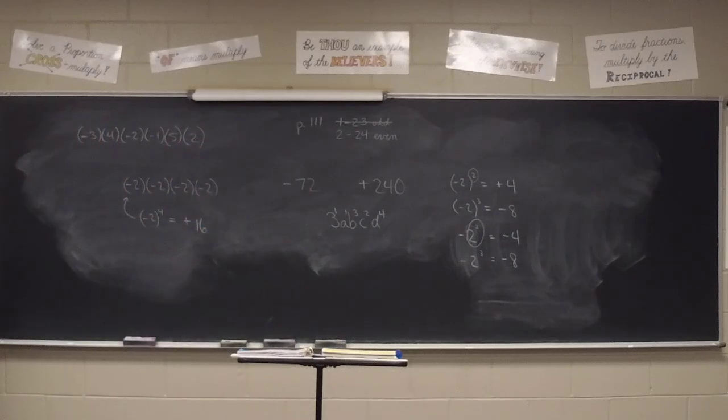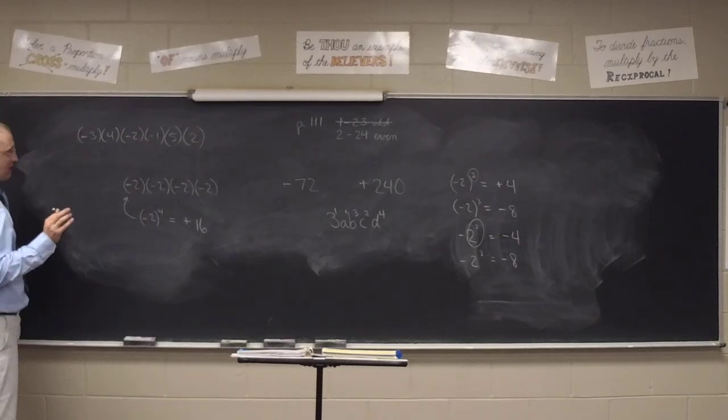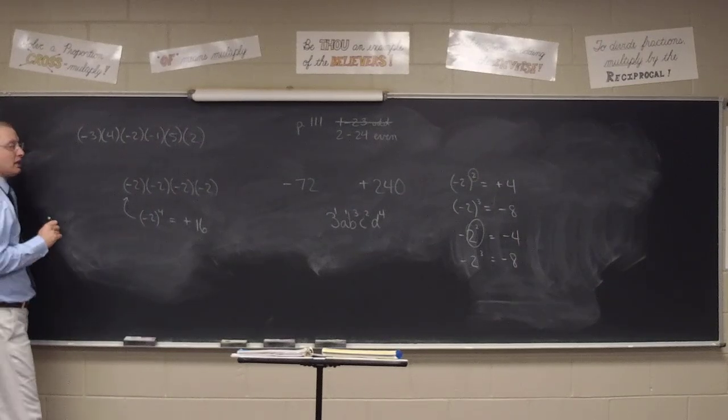All right, first thing we're going to do, class, we're just going to figure out what our sign is. And figure out our sign by counting up the negatives. Danielle, how many negatives? 3. Is that even or odd? So my answer is going to be a?